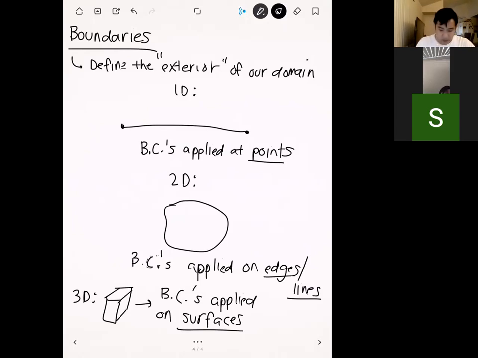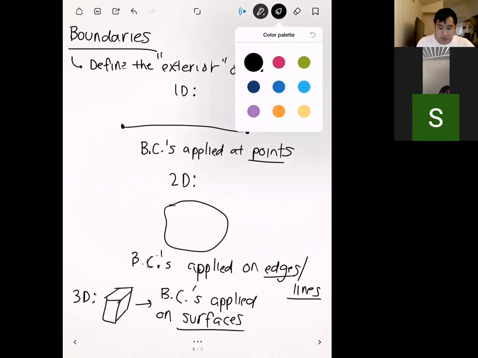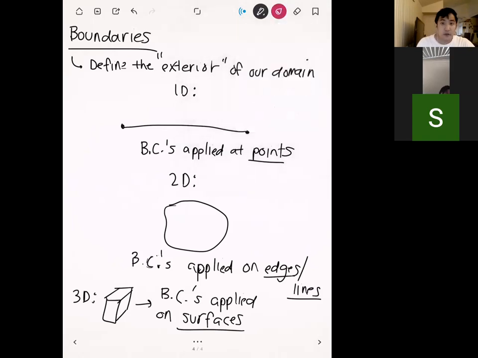Okay. And so one other concept that's going to be important is this idea of an outward unit normal. Okay. And so we've already seen this briefly in the finite element forms. But when I talk about the outward unit normal, all I mean is just some vector that points perpendicular to the surface, pointing to the outside. Okay.